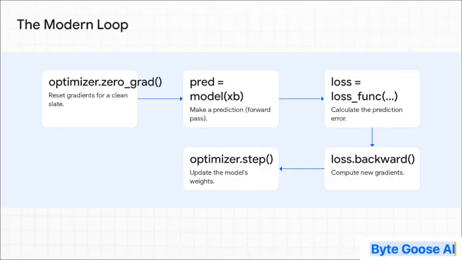And that brings us to this, the complete, modern, 5-line PyTorch training loop. This is it. This is the heart of everything. You zero the gradients, you get a prediction, you calculate the loss, you run the backward pass to get the new gradients, and then you step the optimizer to update the weights. This 5-step dance is the fundamental rhythm for training pretty much any deep learning model you can think of in PyTorch.